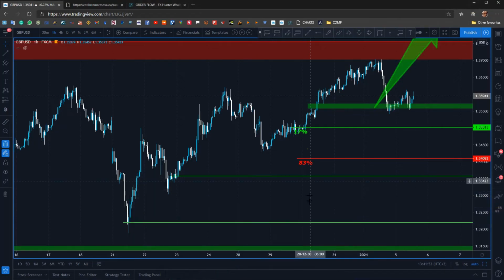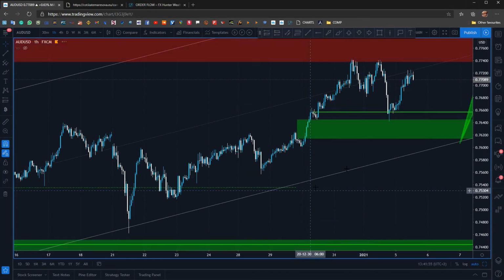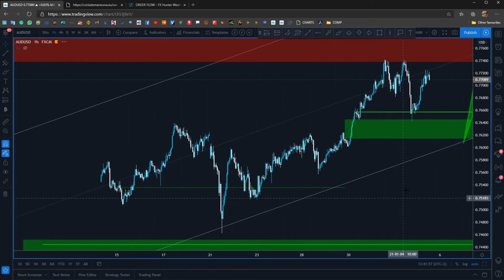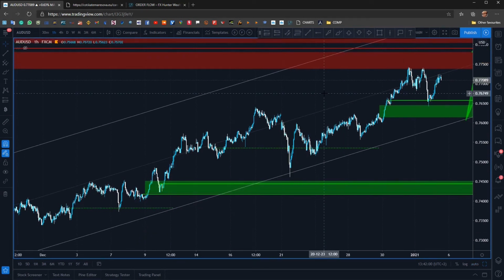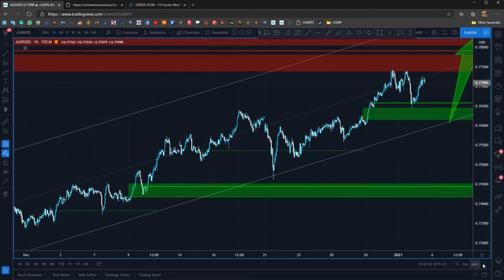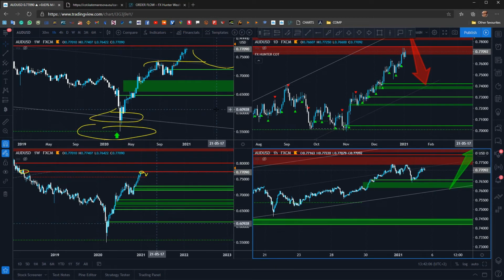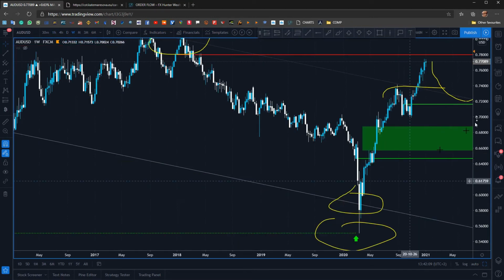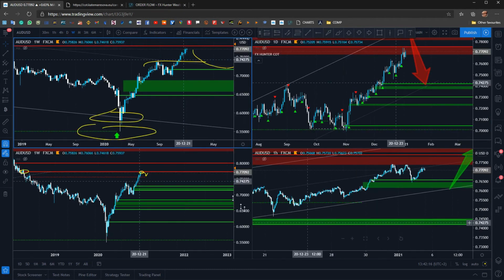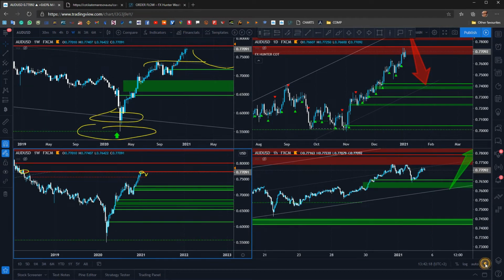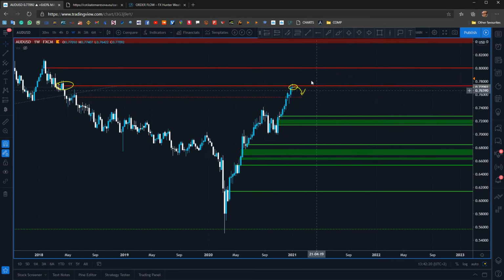Okay, so next one will be the Aussie. Aussie has been moving very sharply for a whole year because it's one of the few currencies which had interest rates. And what we can see in here is that we are actually coming into this institutional level on the monthly. We are actually already in the institutional level on the weekly in here. So here I'm thinking that as well, a smaller bounce at least before the continuation up.